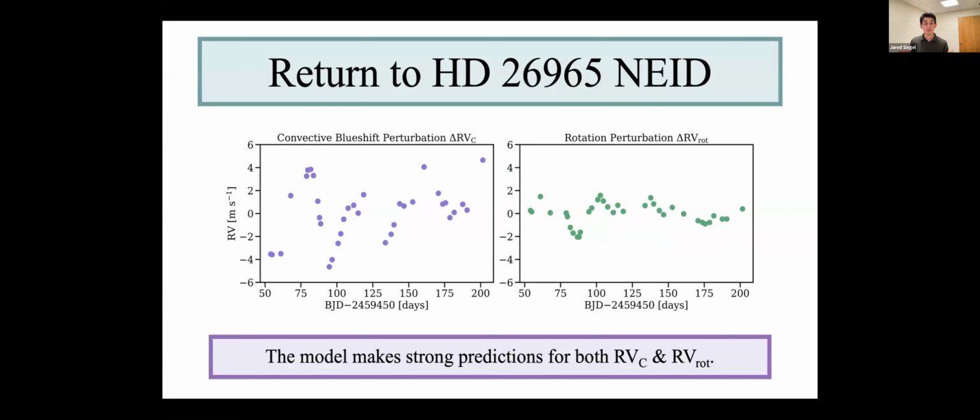We can again make our predictions, what we believe the independent underlying components are, the convective perturbation and the rotation perturbation. Unfortunately, in this case, we don't have SDO orbiting the star, so we cannot easily check the back of the book to see an independent prediction for these perturbations. However, hopefully, Rachel Rottenbacher's work on interferometry of stellar surfaces might make that possible in the future.